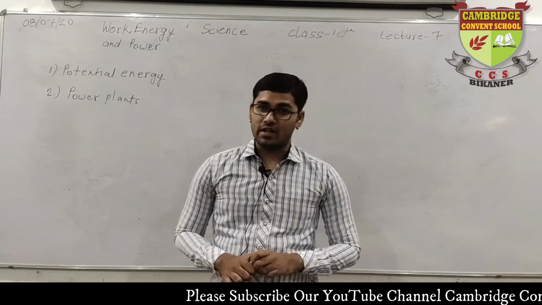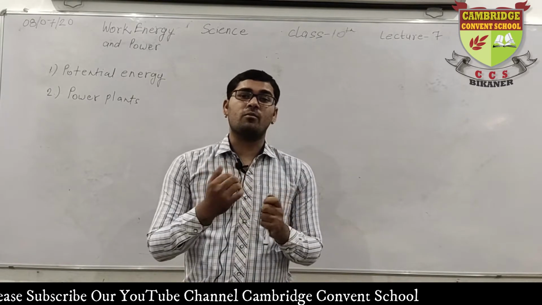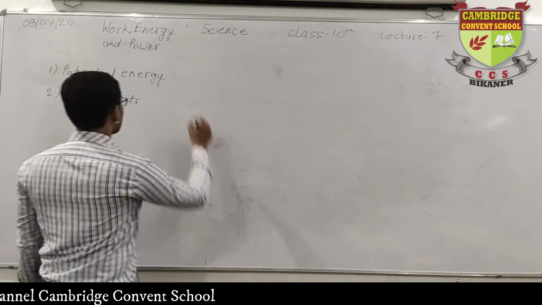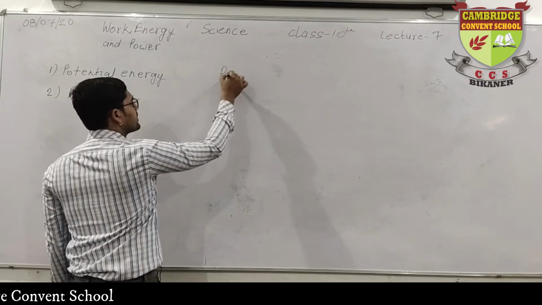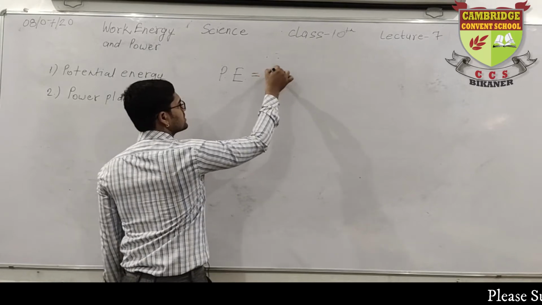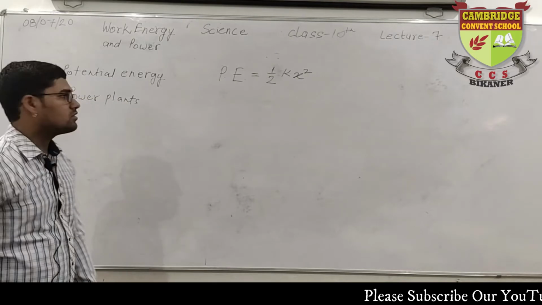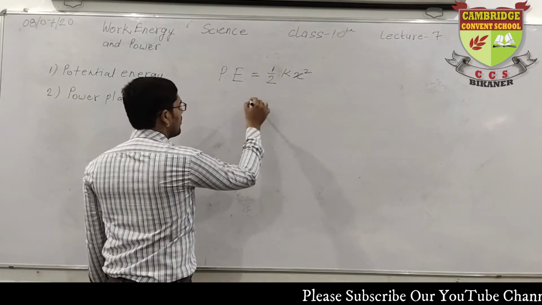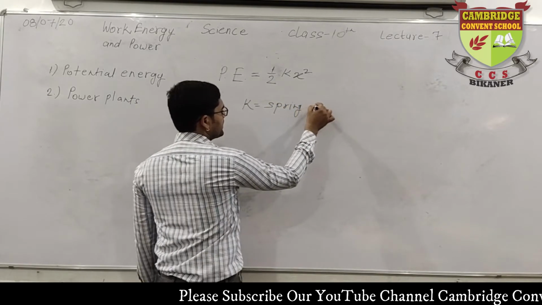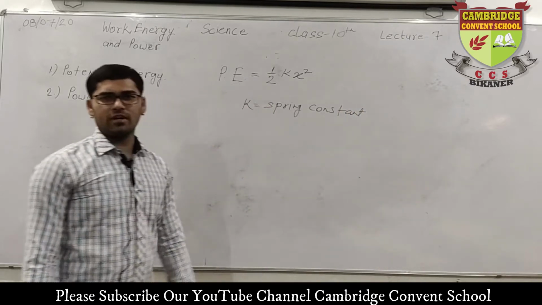Right now I will tell you the formula of potential energy due to change in shape, and one of its numericals. It's quite easy. Whenever the potential energy is due to change in shape, its formula is 1 upon 2 kx square. Now what is k? K is the spring constant. Its value is fixed for every material.